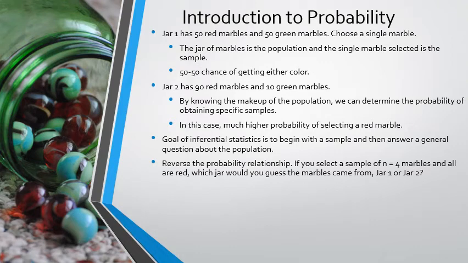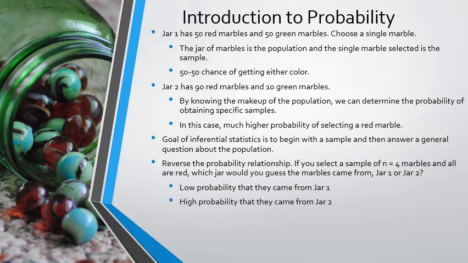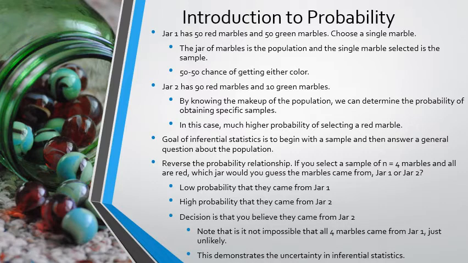So let's talk about reversing that probability relationship. Suppose you had a sample of 4 marbles and they're all red. Which jar would you guess the marbles came from, jar 1 or jar 2? Well, there's a low probability they came from jar 1, and there's a high probability they came from jar 2, because if you got all 4 red marbles, jar 2 has many, many more red marbles than jar 1. So the decision is that you believe they came from jar 2. Not that it's impossible that all 4 marbles came from jar 1, but it's just kind of unlikely.